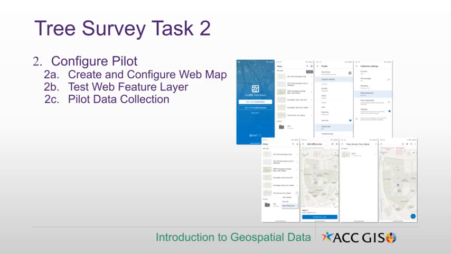In Summary Task 2, you'll configure your pilot. First, you'll create and configure your web map, and then test your web feature layer, all in ArcGIS Online. And then you'll use ArcGIS Field Maps to pilot your data collection.